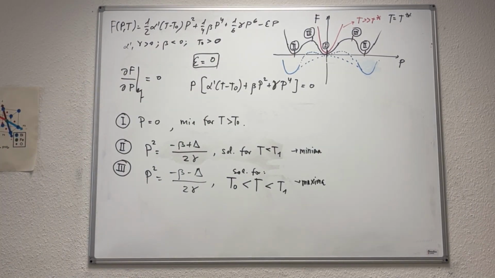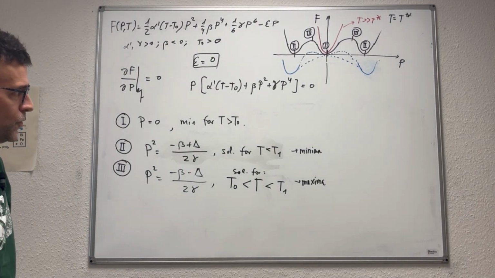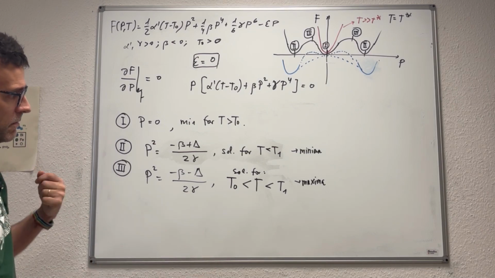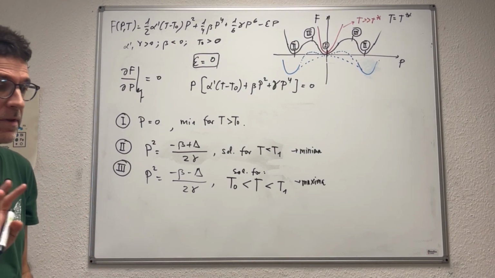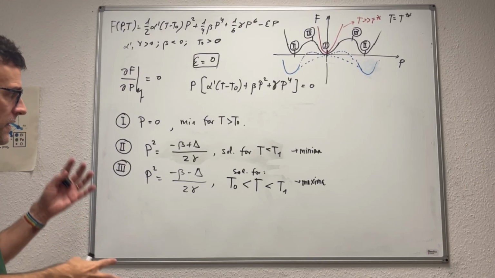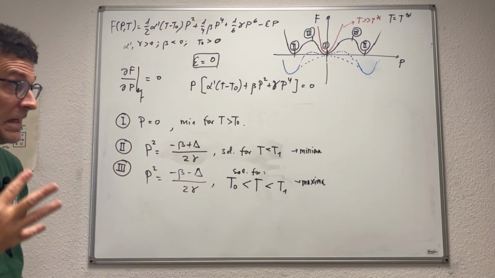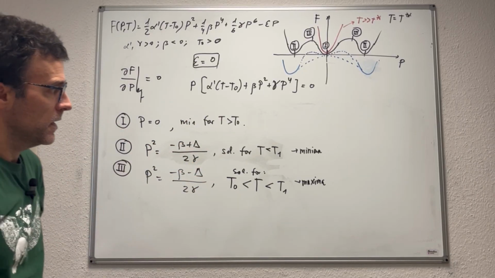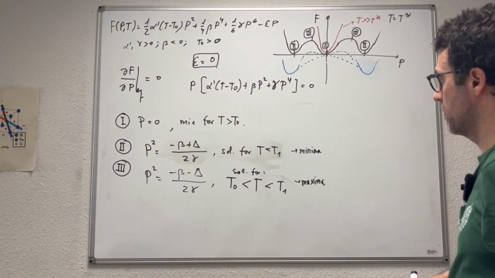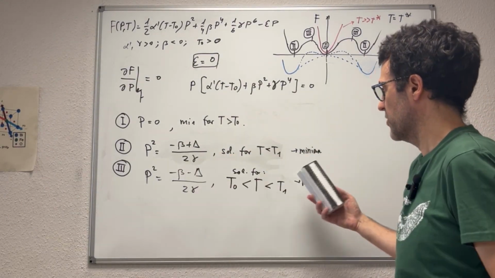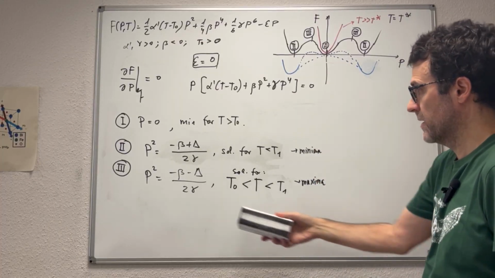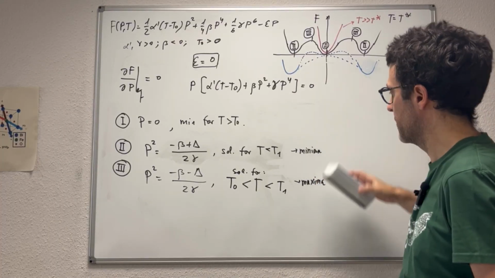So now, to completely figure out what's going on, let's plot the polarization as a function of temperature, and let's see what these equations are telling us about that. I'm going to do this here, but I'm going to make a bit of room. Solution number 2 is always minima, you have it there. Solution number 3 is always maxima, you have it there.